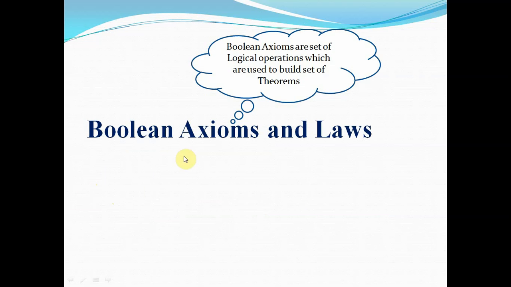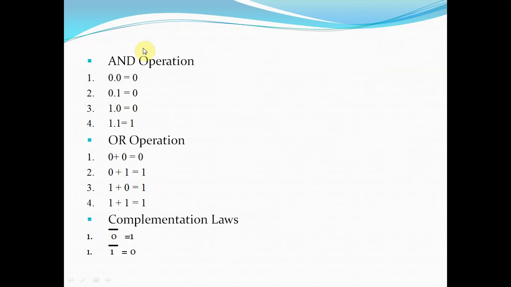Now let's go to the Boolean axioms and laws. What is the meaning of axioms? These are a small set of logical operations which are used to establish the theorems and properties of Boolean expressions. So let's study some axioms. First, the AND axioms, or you can say AND operations. 0 into 0 becomes 0. 0 into 1 becomes 0. 1 into 0 becomes 0. 1 into 1 becomes 1.